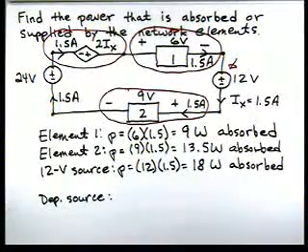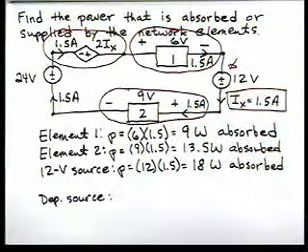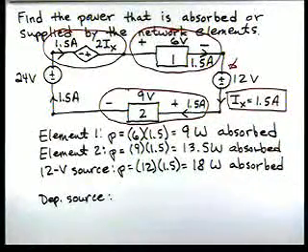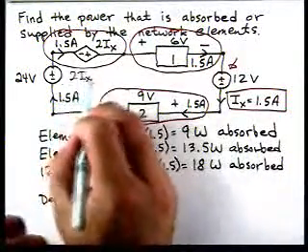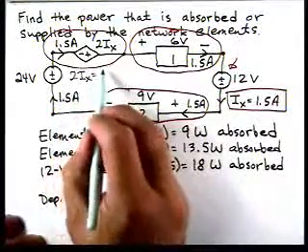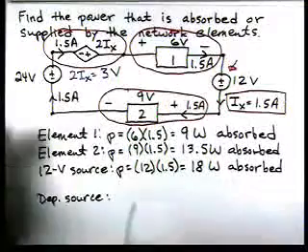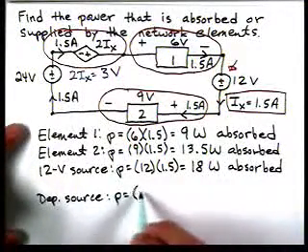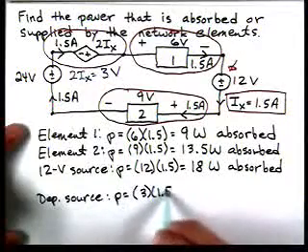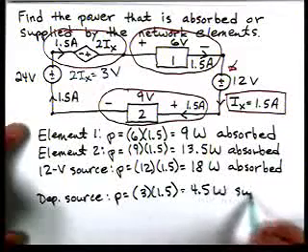Now if we note that IX is equal to 1.5 amps, that tells us then that 2IX is going to be 3 volts. Okay. So now if we take V and I, since this doesn't satisfy the passive sign convention, we're going to have 3 times 1.5. That's going to be 4.5 watts supplied.